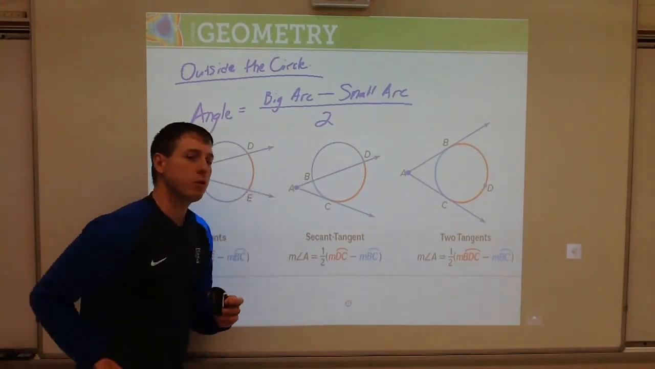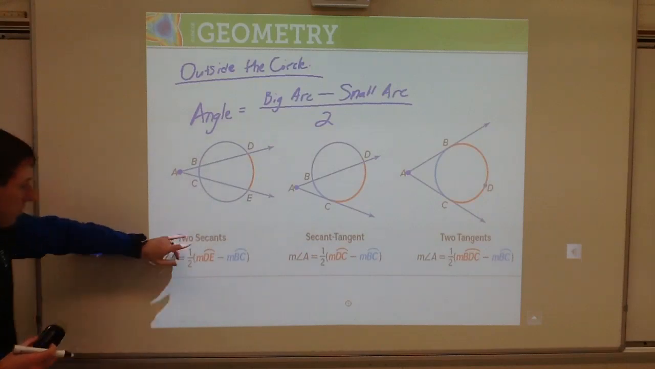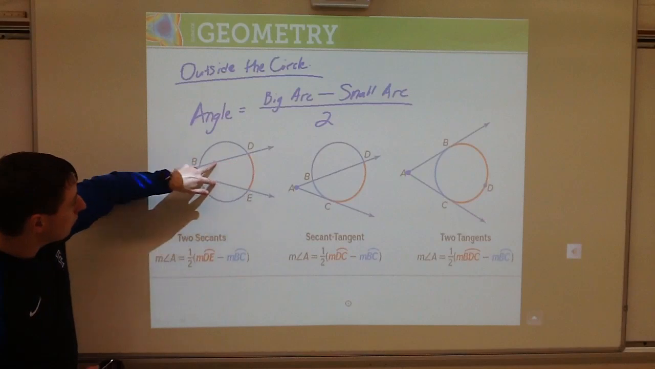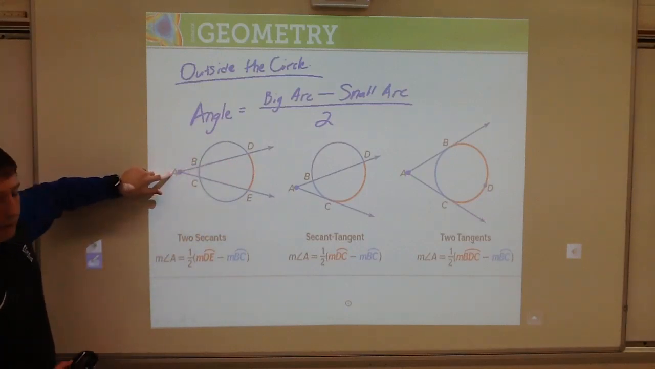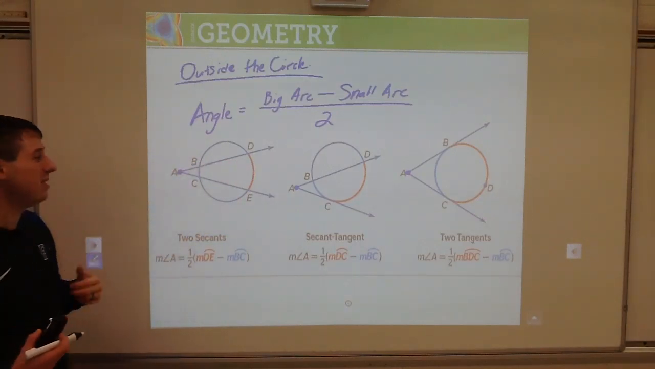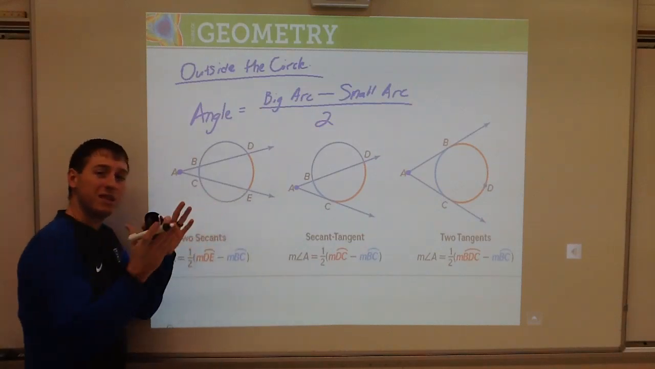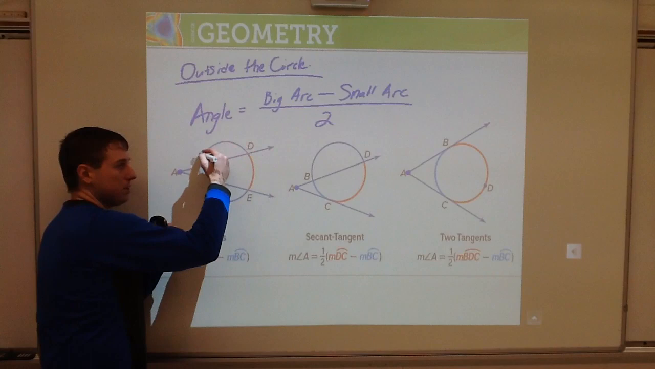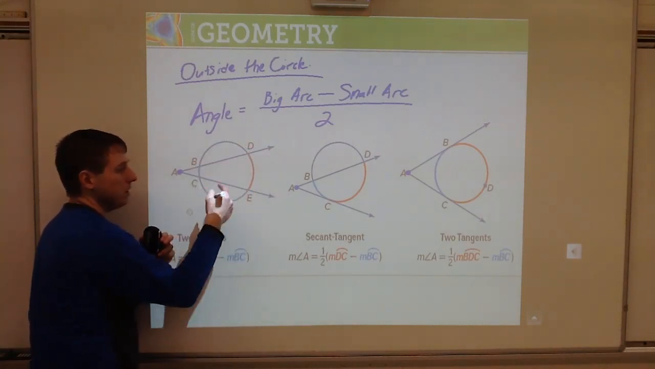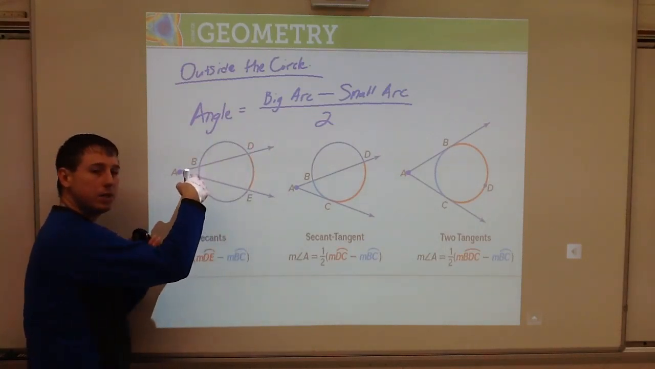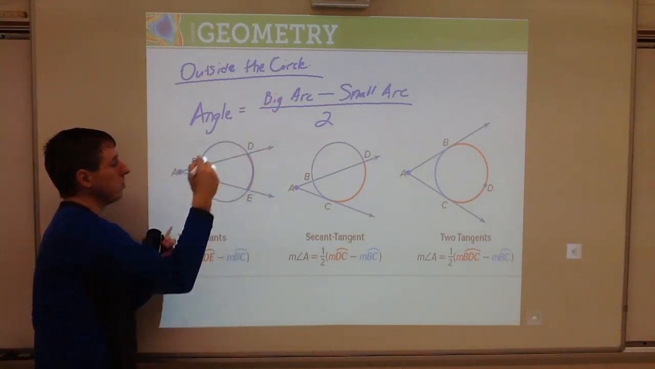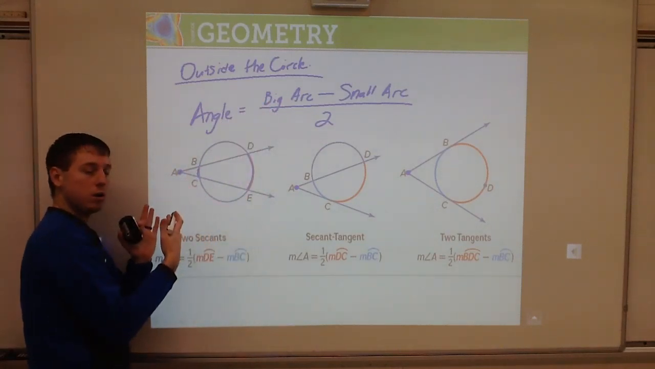So I'll look at all three of these real quick, kind of show you the idea. The first one is when we have two secants, two lines that are going through the circle, and they cross out here. What I mean by big minus little is we always look at the stuff that's between your two lines. So like in this one here, I don't care about this arc or this arc. I'm looking at the arcs that are between my two secants. So arc DE, that's my bigger arc. BC is my smaller arc.